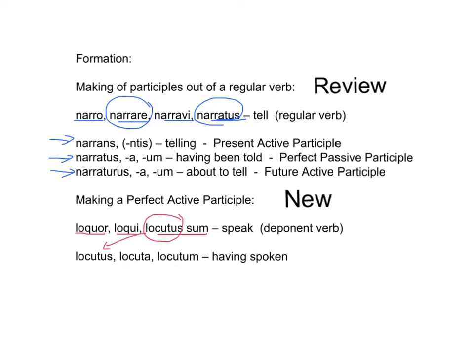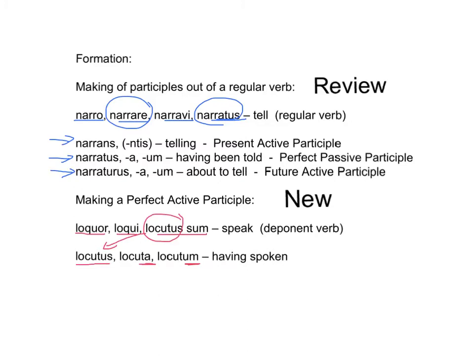That is going to become your masculine form of the perfect active participle. Now you just need to add the feminine and the neuter forms to it. And with that you have made a perfect active participle, or in short, a PAP.